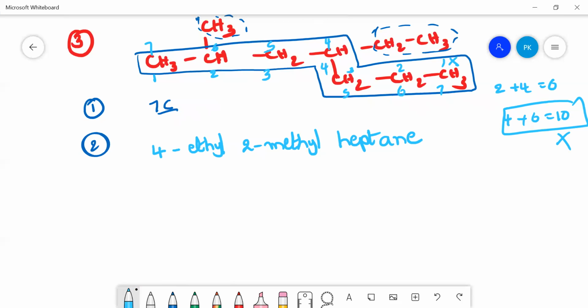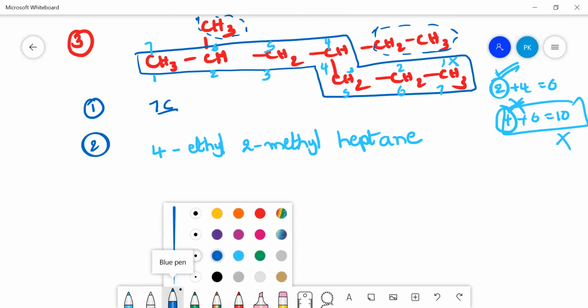Here you see, students, even the first point of difference also. Here it is 2, here it is 4. So 4 is more, but 2 is less. So even that is also saying the same thing. Okay, next. One more example.